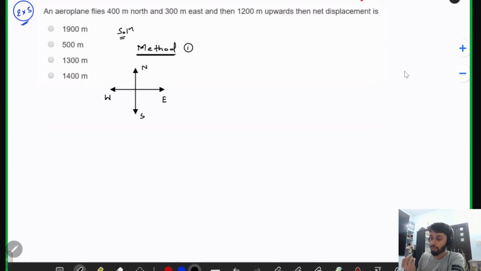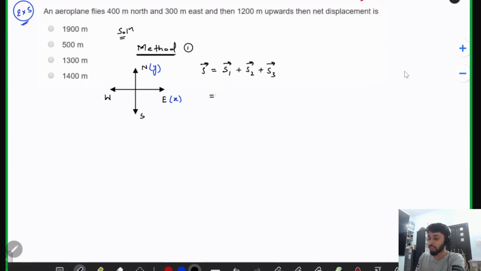Now you can see first the airplane moves north, then east, and then upward. So the net displacement, right? It is having three displacements. So we can say that the net displacement will be the vector sum of all these three displacements. S bar will be equal to S1 bar plus S2 bar plus S3 bar, like that. Fine. Now east can be taken along positive x-axis, north can be taken along positive y-axis, west along negative x, and south along negative y. Now let us put the values.